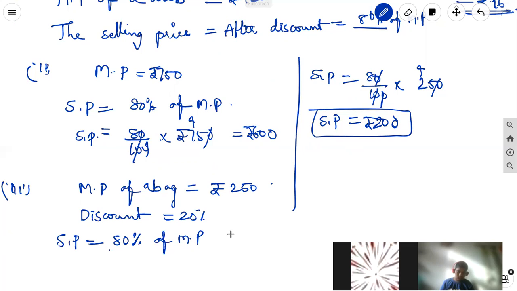This way we can proceed. Okay, discount means we can just get the idea. 100 percentage minus 20 percentage discount means we should pay 80 percentage of the amount. That is the selling price. Okay.